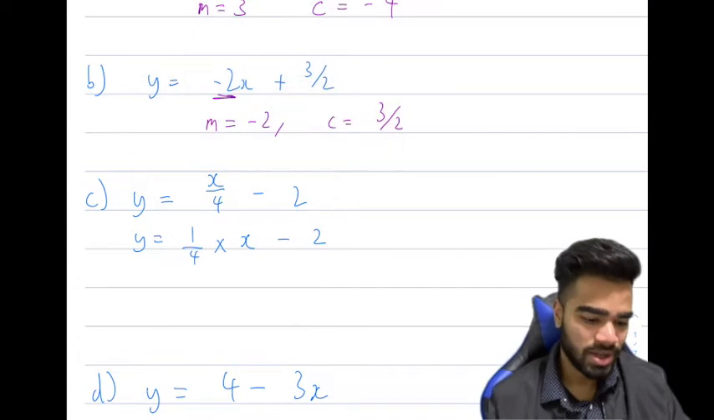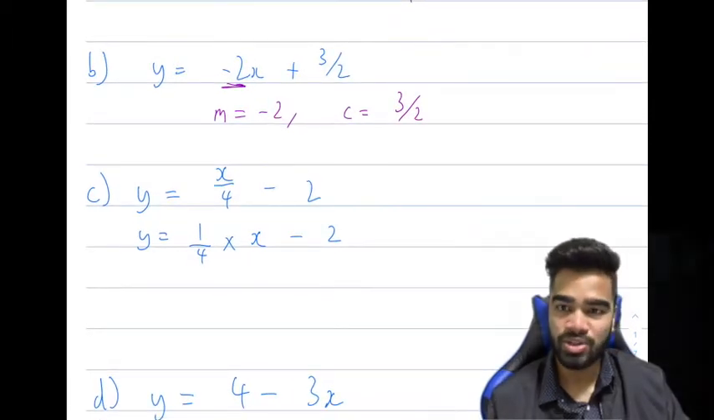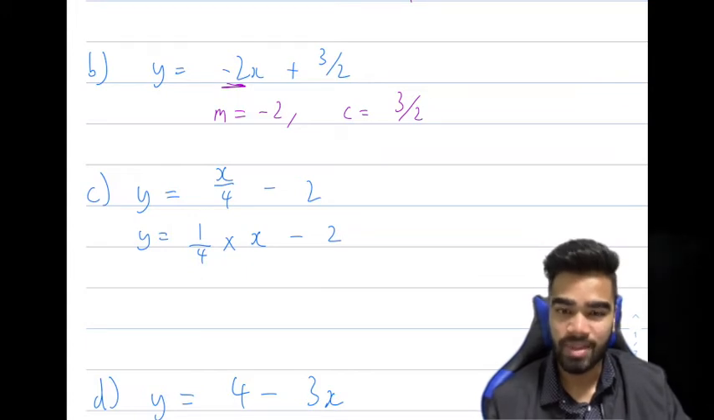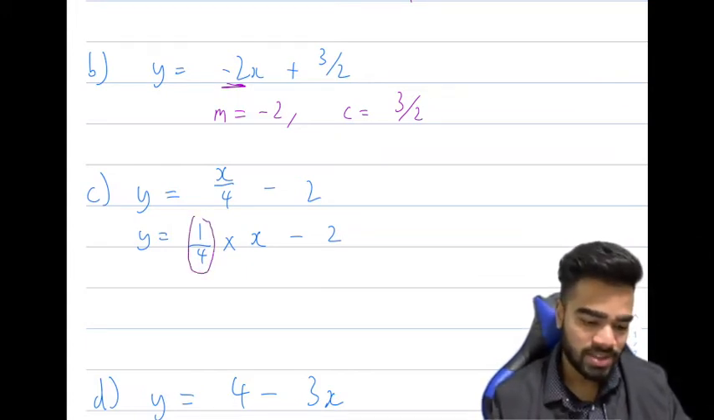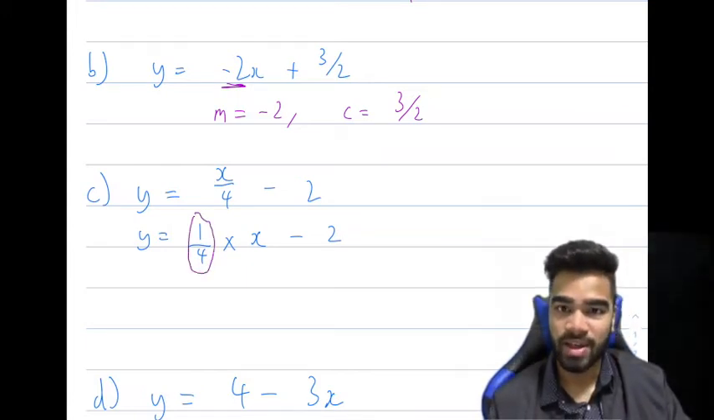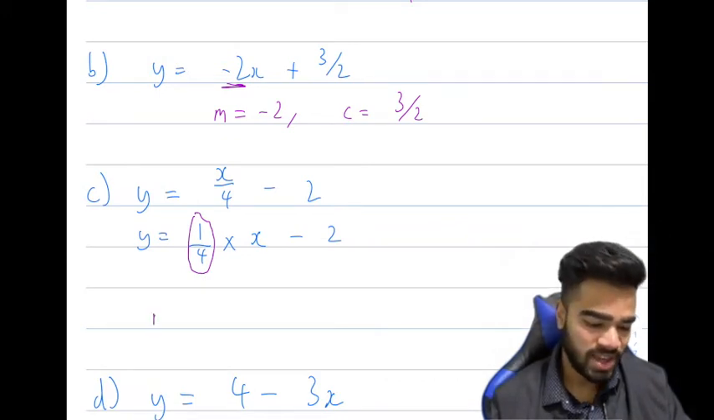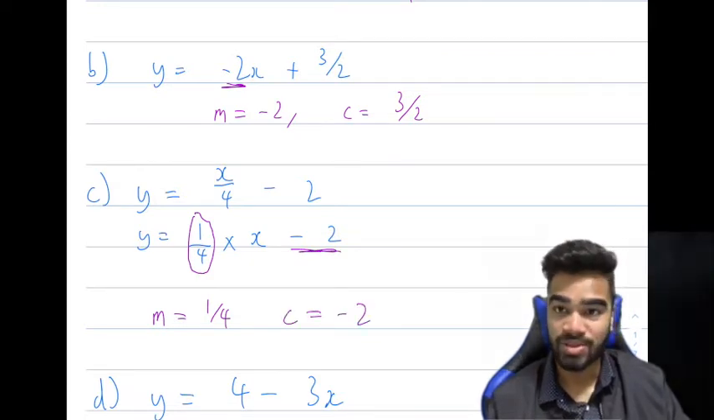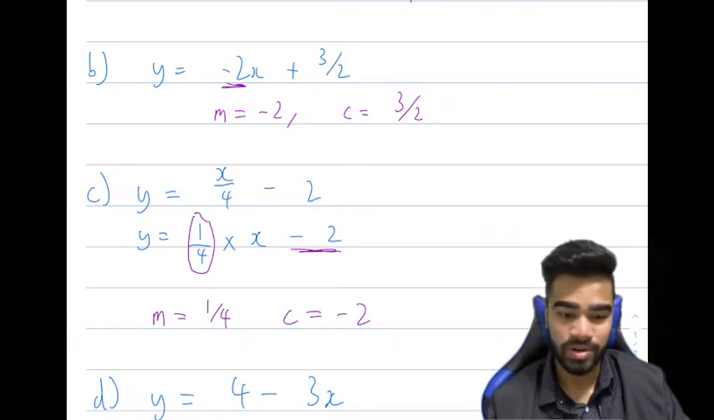Well, it should. Because remember, gradient is the coefficient of x. What is a coefficient? The coefficient is the number that's multiplying x, right? What's the number that's multiplying x? It's actually 1/4 that's multiplying x. It's not just 4. So in this case, the gradient m would be equal to 1/4, and the y-intercept is the same as we've always done: c is equal to -2. So it's the number that's multiplying x that's the important part.